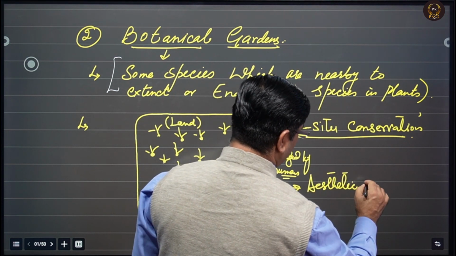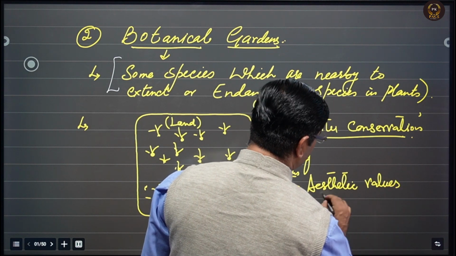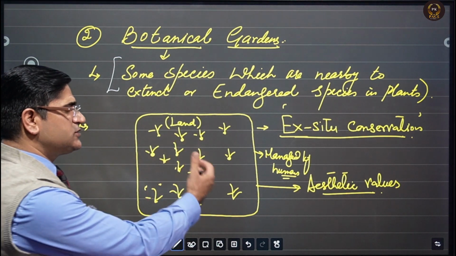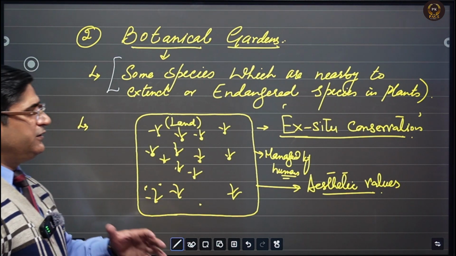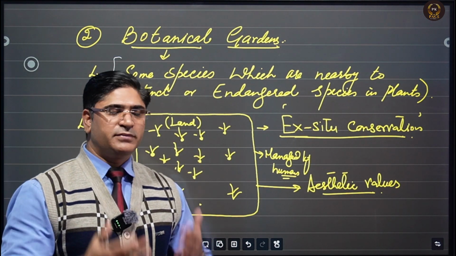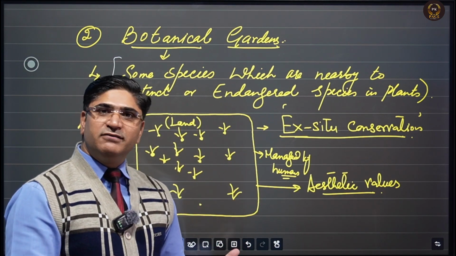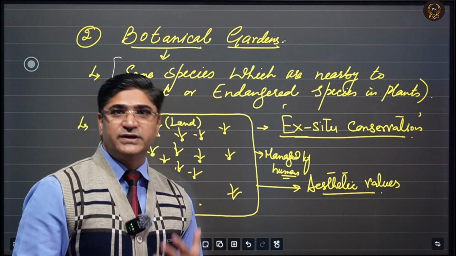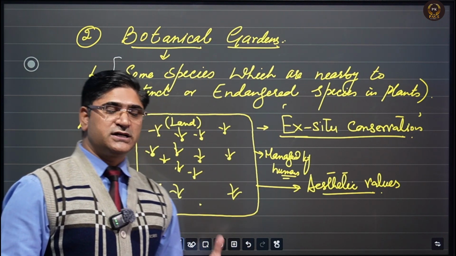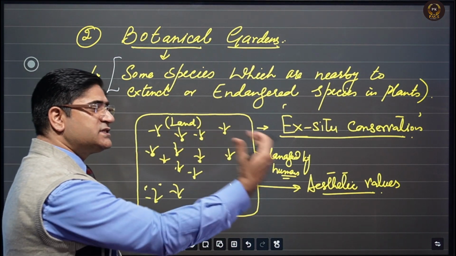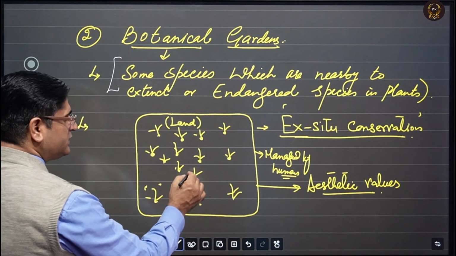They also provide aesthetic values to society. So when we visit these botanical gardens, we feel very happy over there because of the natural environment and natural beauty. We can see the flowers, the seeds, and the branches of the plants.